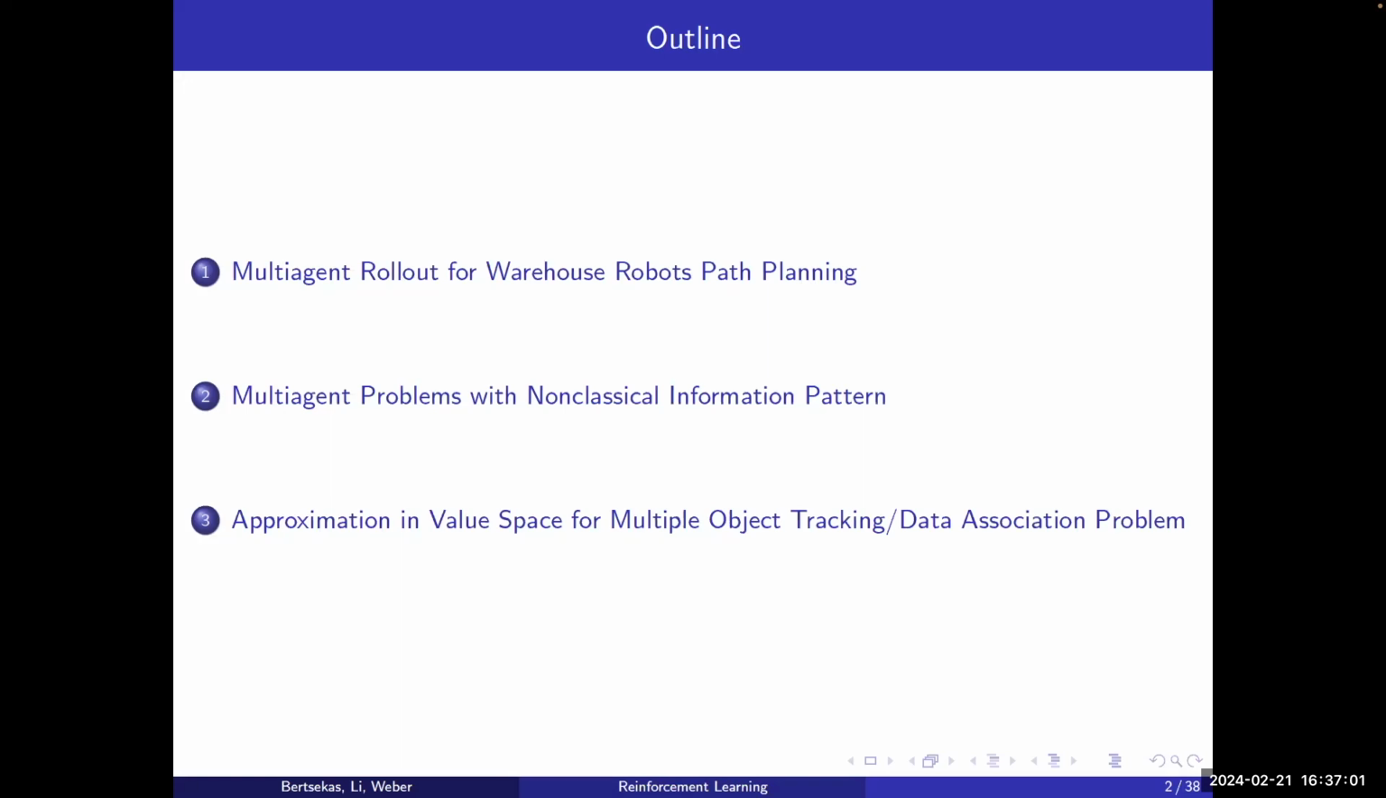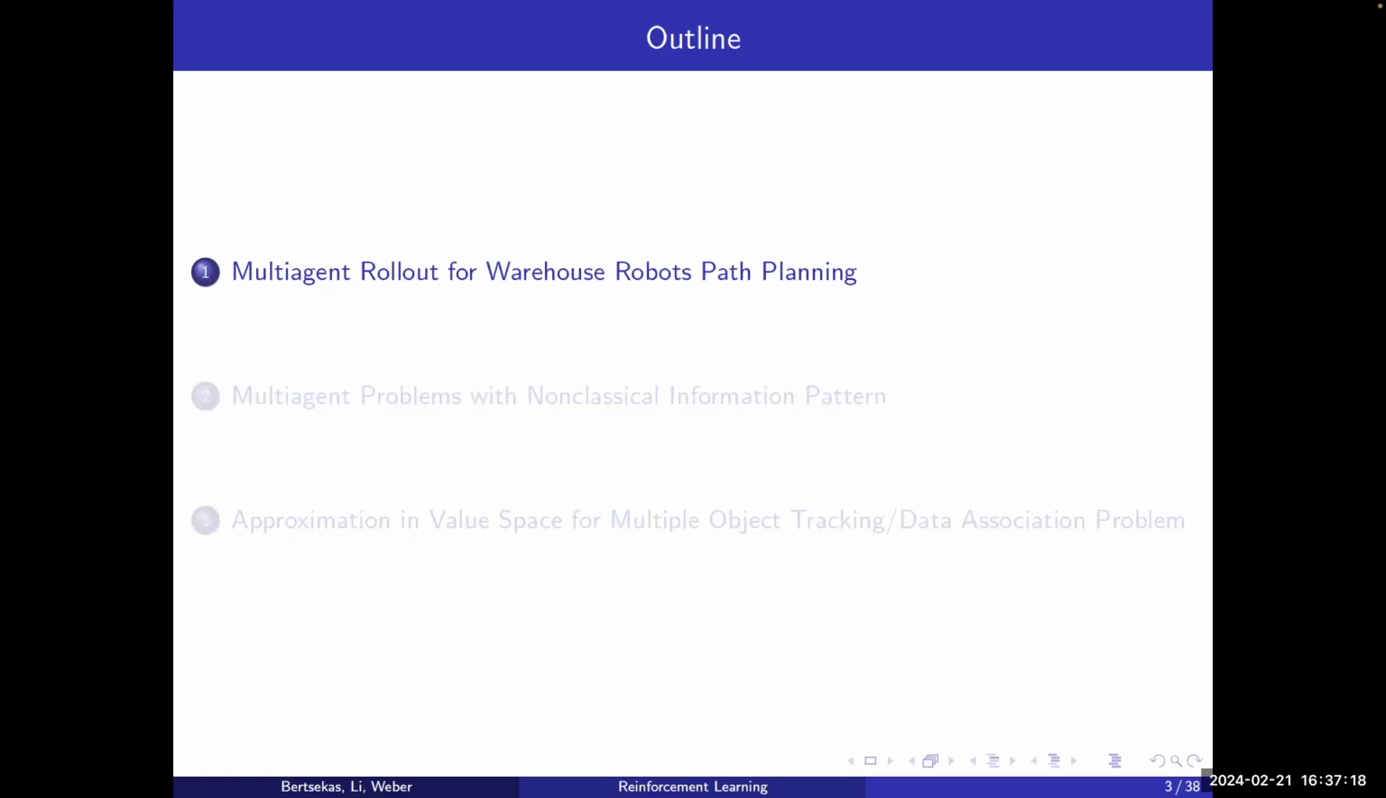After we come back, I will present approximation in value space applied to the so-called multiple object tracking problem, also known as the data association problem. This is an important problem in the computer vision community. So let's jump into the first application.